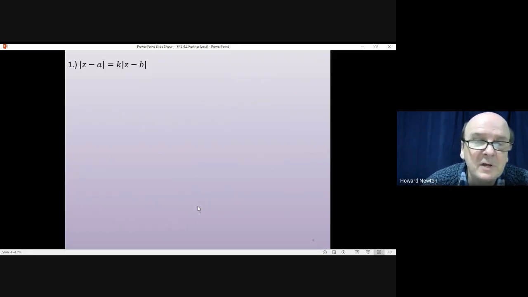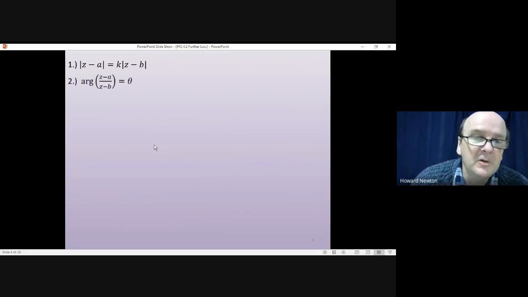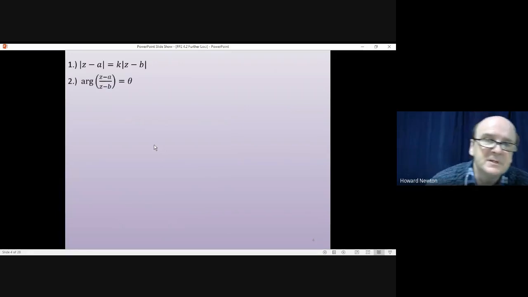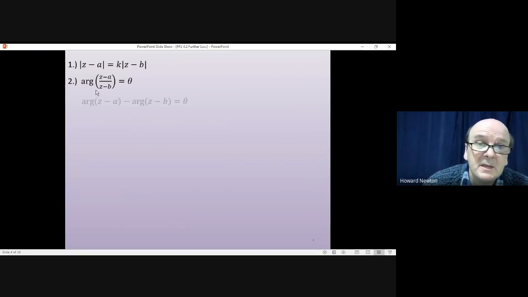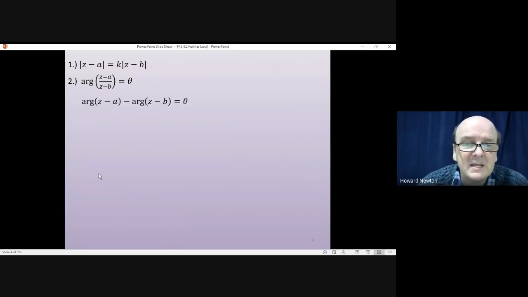Okay, we've looked at loci of this form. We'll now look at loci of the form: the argument of z minus a over z minus b is equal to a constant angle, theta. The way to get started on this is to use the rule that you hopefully remember with arguments, which is that this means exactly the same thing as the argument of z minus a minus the argument of z minus b is equal to a fixed angle theta.